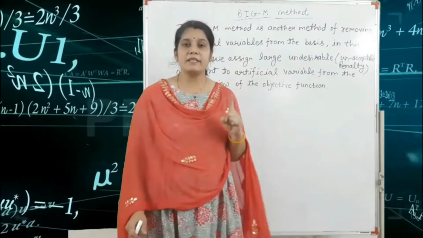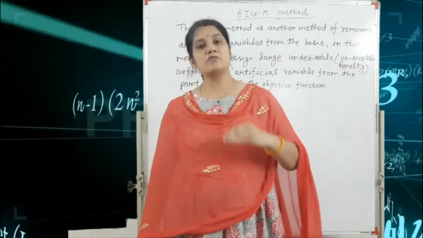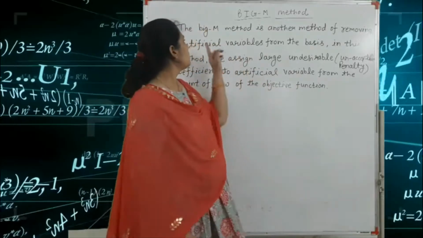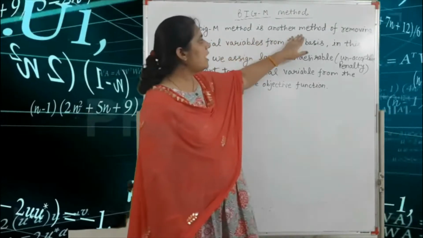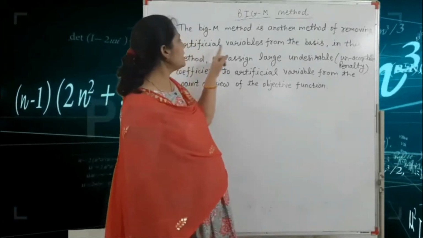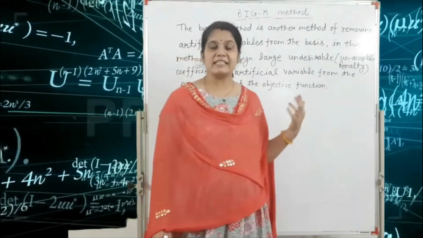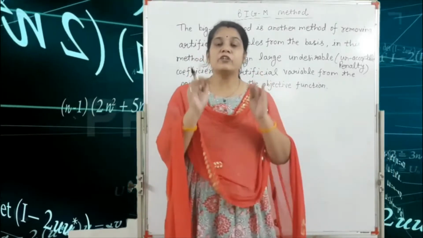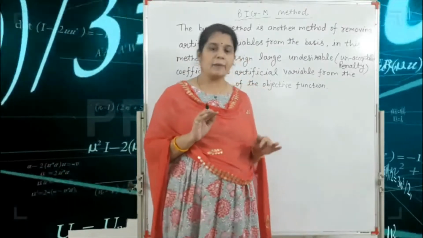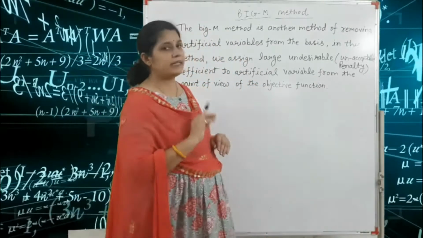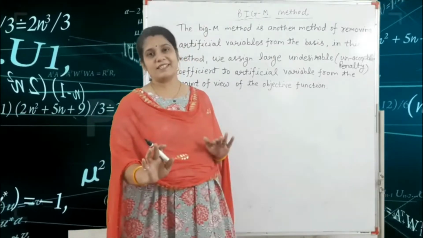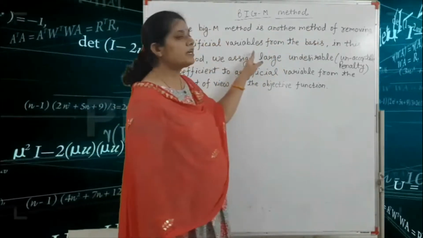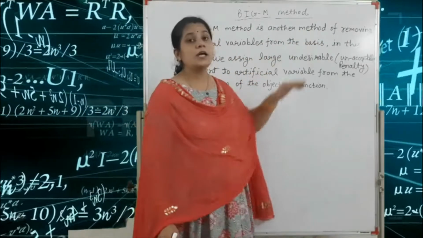So the first point is very important. The Big M method is always used for maximization and minimization both. The Big M method is another method of removing the artificial variable. That means in case in any table the artificial variable leaves, in the next table you ignore this artificial variable. You don't write the artificial variable in the next table if the artificial variable leaves. So the Big M method is another method of removing the artificial variable from the basis.